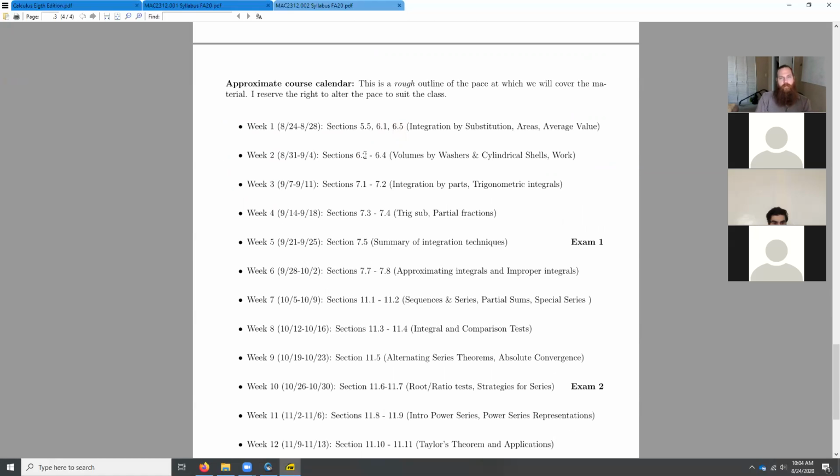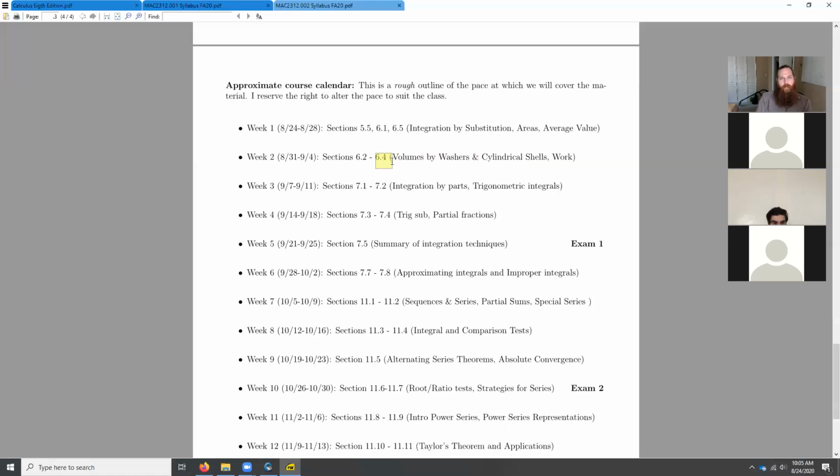Next week we're going to talk about 6.2 and 6.3, which are on volumes, and then we might talk a little bit about 6.4, which is work, a concept from physics. And then the week after that we're going to start on chapter 7, which is all on methods of integration. Once we finish all the way through chapter 7, we will be ready for exam 1.